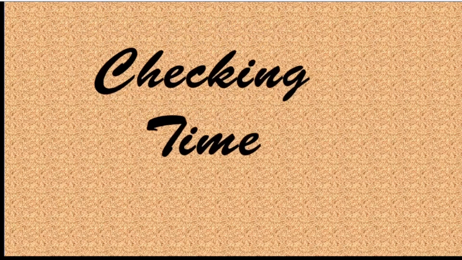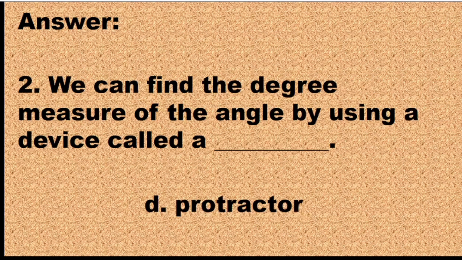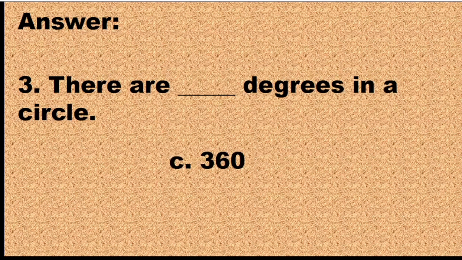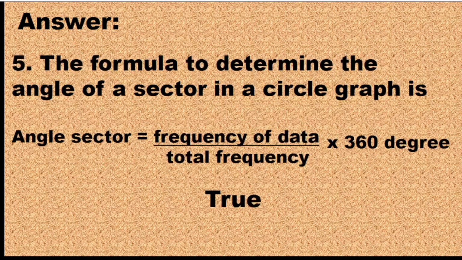It's checking time. Check your own answer. You are right. The answer in number 1 is letter C, pie graph. That is correct. The answer in number 2 is letter D, protractor. Great! The answer in number 3 is 360. Excellent! The answer in number 4 is 100%. Perfect! The answer in number 5 is true.